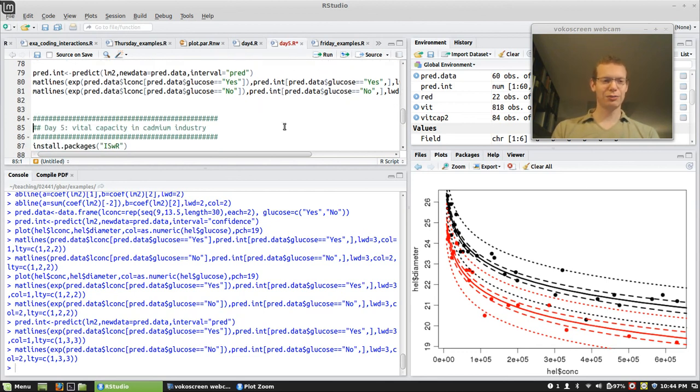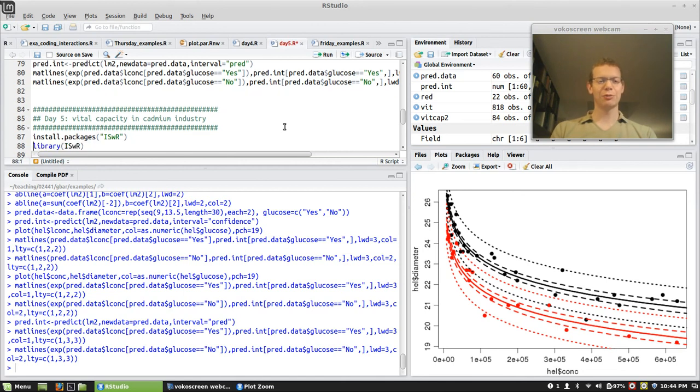A different example is the vital capacity, which is how much air you can exhale in one blow. So if you inhale as much as you can, and then it's just a matter of how much you can get out in one blow, for workers in the catering industry. I'll take something from a library called ISWR, Introduction to Statistics with R. It's a book by Peter Dalgaard. If you haven't installed it already, run this line. Otherwise, just go and load the library.